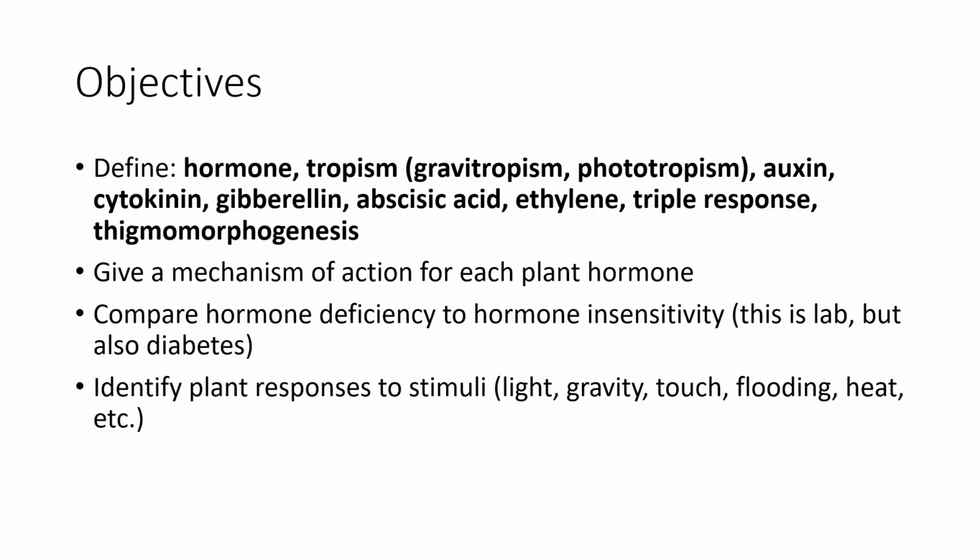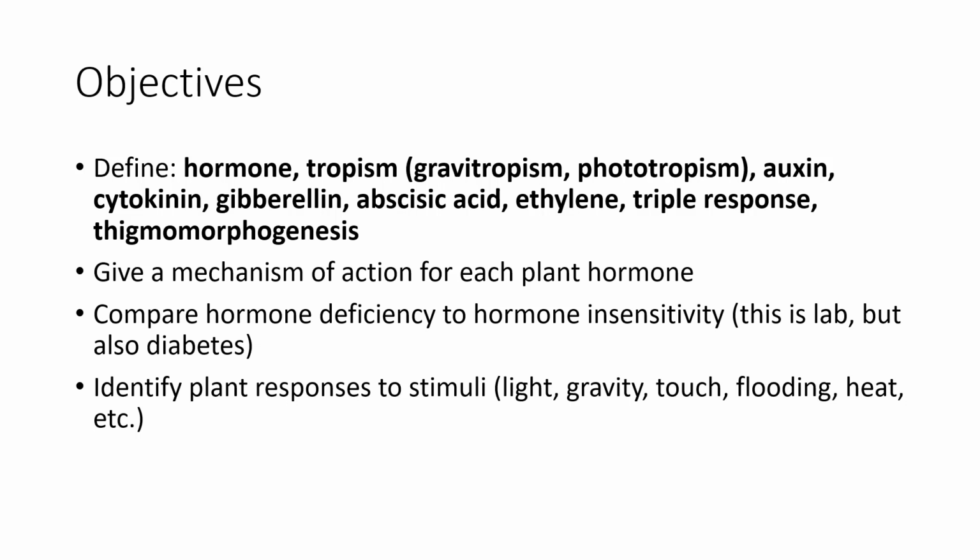How do plants know where and how to grow? We're going to look at plant hormones in this lecture. In this lecture, be able to define hormone, tropism, that includes gravitropism and phototropism, auxin, cytokinin, gibberellin, abscisic acid, ethylene, the triple response, and thigmomorphogenesis. Give a mechanism of action for each one of the plant hormones we covered.